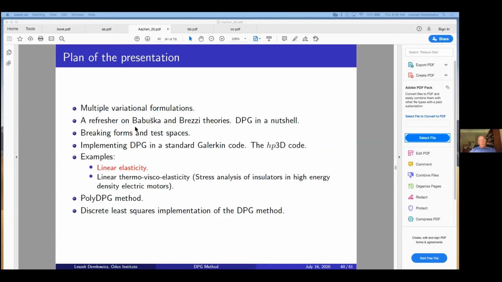So, okay, that's all I wanted to say, the pitch about the code, because I'm going to be showing you examples obtained with the sequential version of the code. If you want to see examples of the parallel work, you have to listen to Stefan this afternoon.